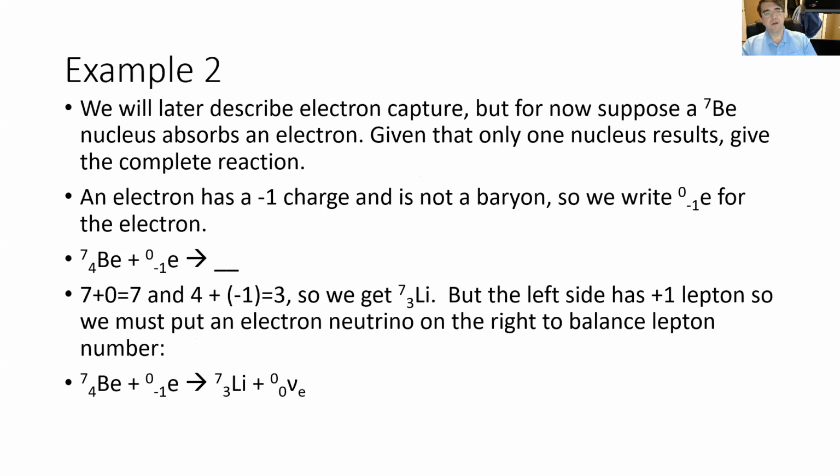But for right now, let's suppose that we have a beryllium-7 nucleus that absorbs an electron. You're given there's only one nucleus, so we want to write what that reaction will look like. So an electron has a -1 charge. It's not a baryon. So the symbol for an electron is 0 in the upper left, -1 on the lower left.